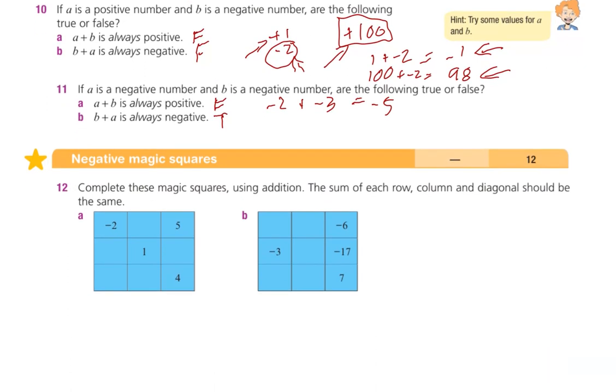Now last one, magic squares. Hopefully we've seen these before. Normally if you already get given 3 in a row, it should be fairly easy to solve it. This time it's just involving negatives. 1 and 4 is 5. Take 2 will equal 3. 5 and 4 is 9. To make it equal 3, I need a minus 6 there. Minus 6 plus 1 is minus 5.